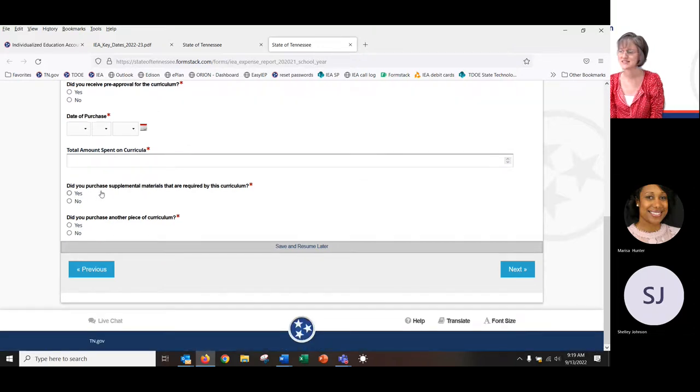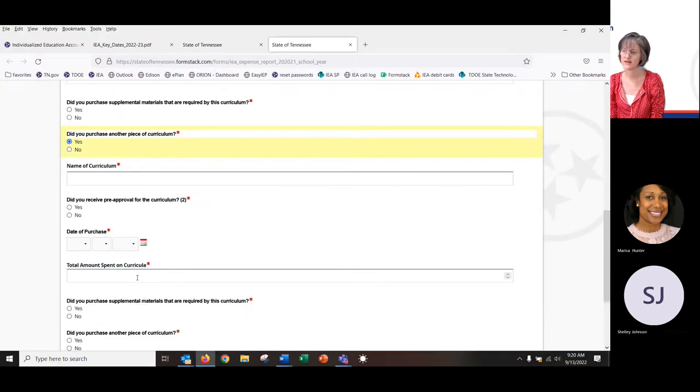And then if you purchased any supplemental materials that are required by the curriculum. So if you bought the main part of the curriculum and then there was a teacher's manual that went with it, that's supplemental. Or if there was some type of extra workbook that went with it, that type of thing goes in there. And then if you purchased another piece of curriculum, you can say yes and open up a whole other one.